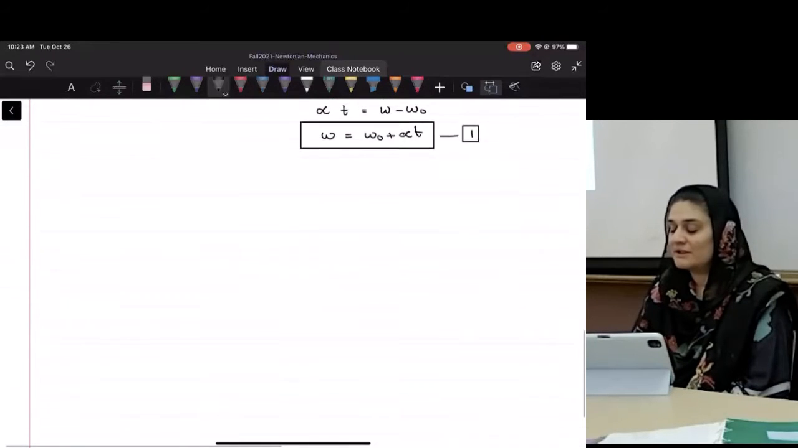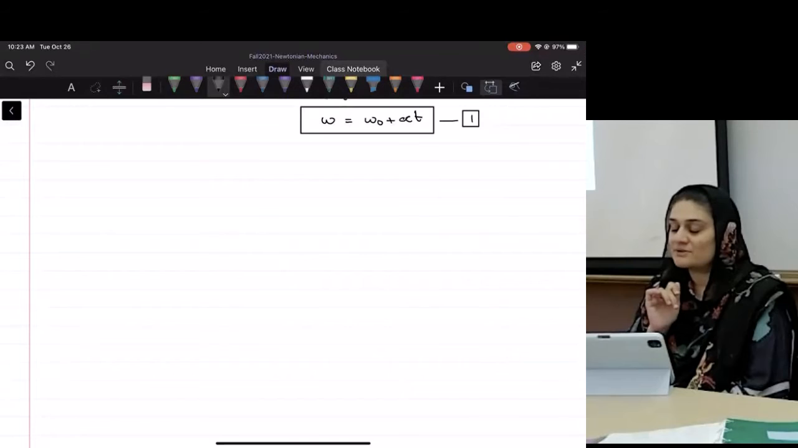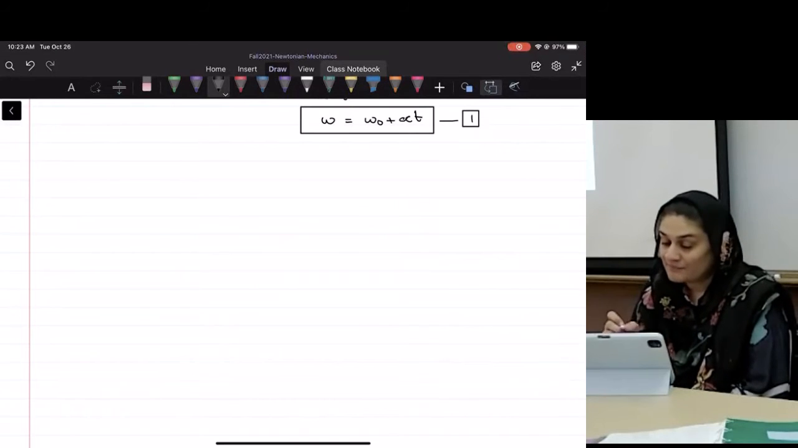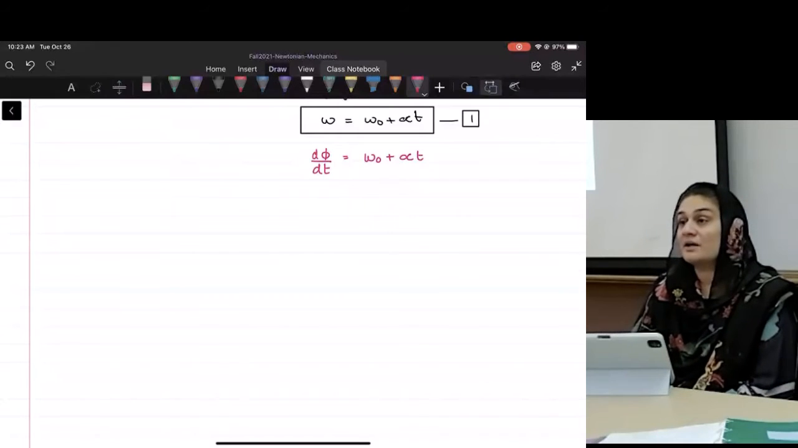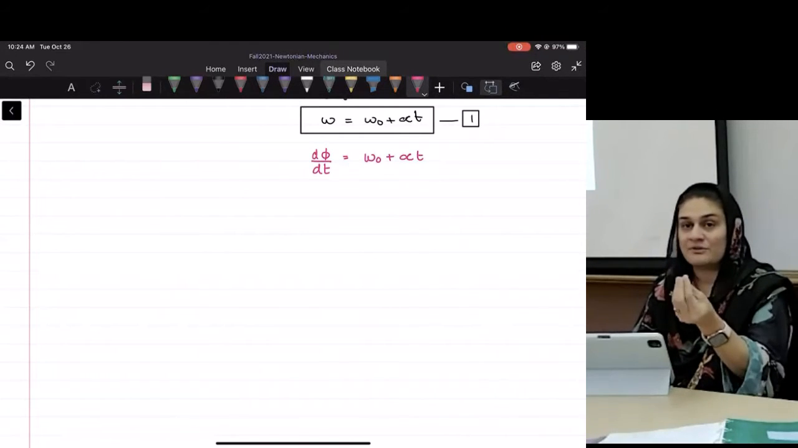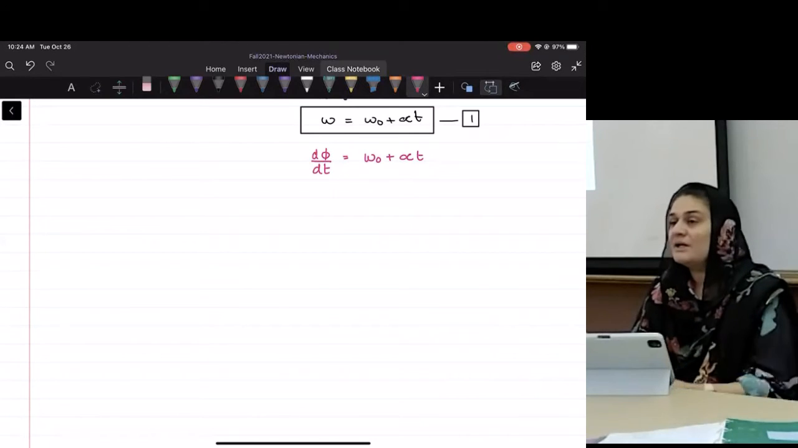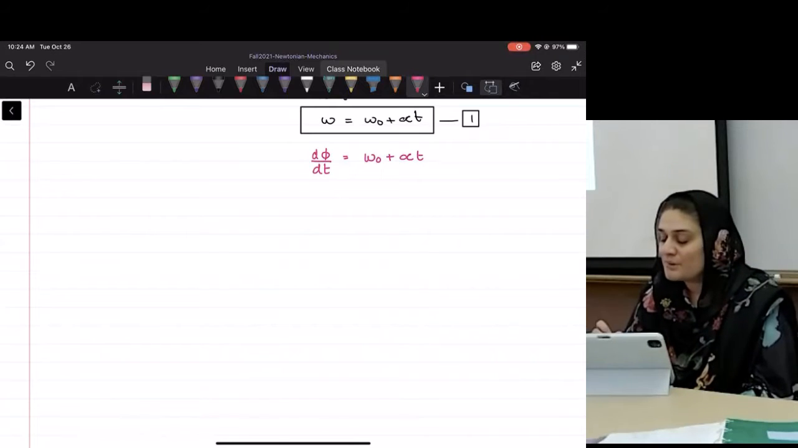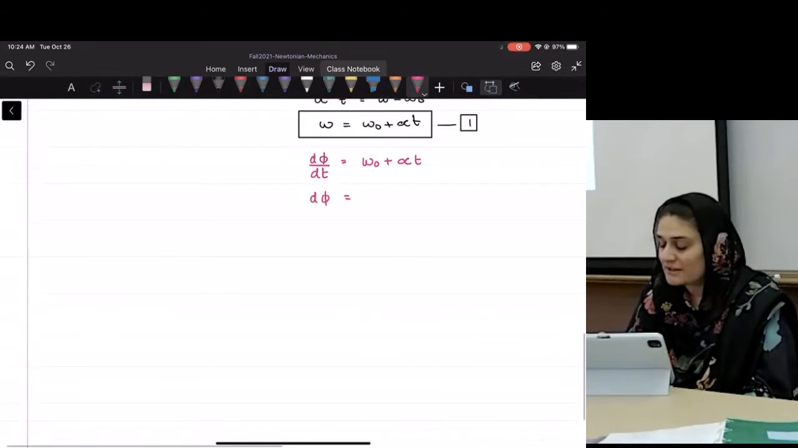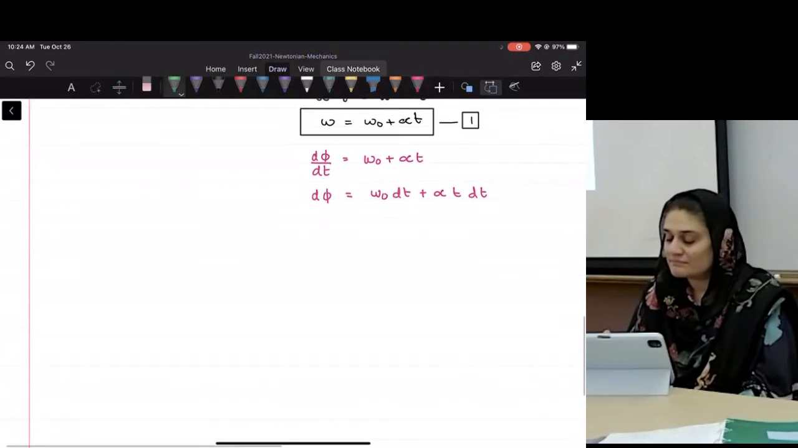Okay, wonderful. Now we can use this equation to get equation 2. I know omega is d phi over dt equals omega naught plus alpha t. Now, is omega naught a constant? It's just a number, right? The boundary condition told us what it was. Is alpha a constant? It's just a number. So may I then write d phi equals omega naught dt plus alpha t dt? May I integrate?